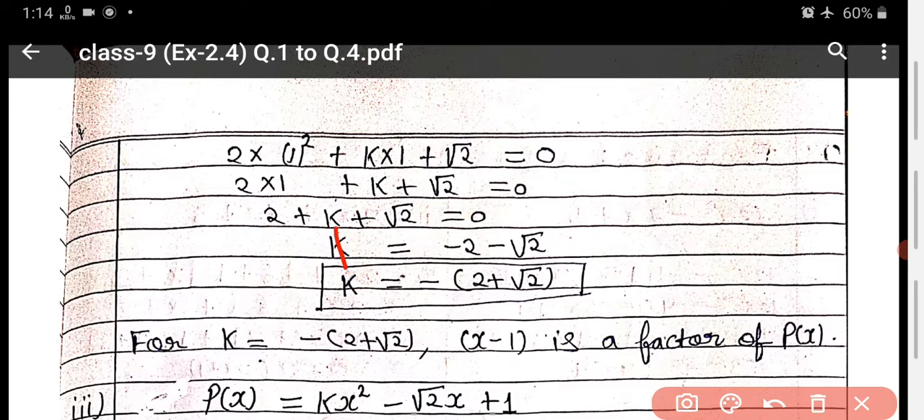Now k remains here, and this 2 becomes negative and this under root 2 becomes negative. So this one is also the answer. Take minus common, and in the bracket you write 2 plus under root 2. When you take it common, it becomes positive. So you can write here k is equal to minus bracket 2 plus under root 2, x minus 1 is a factor of p(x).